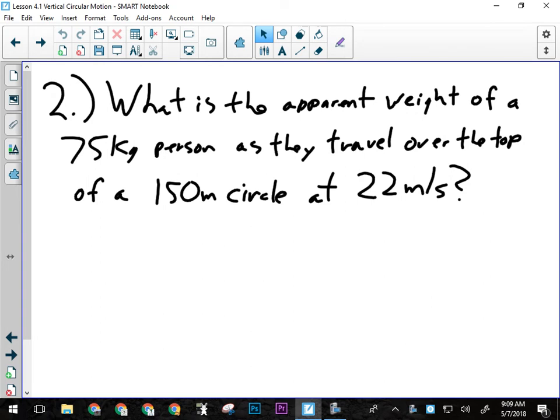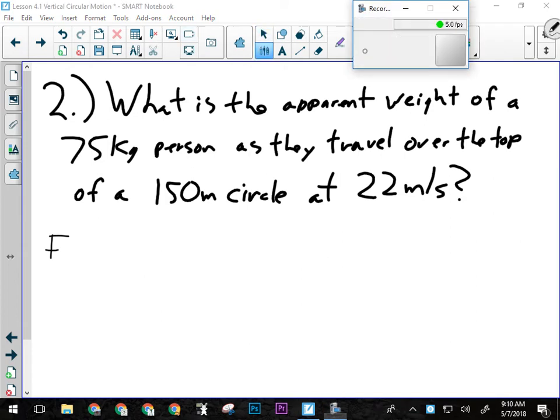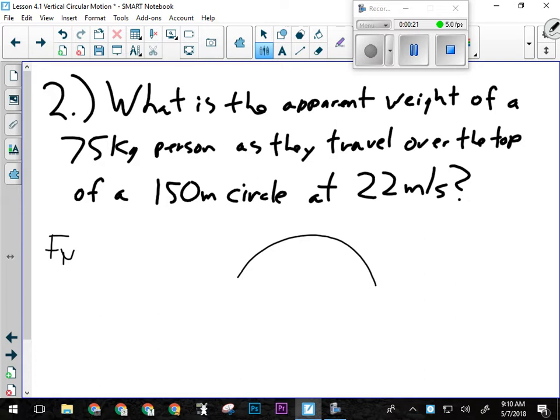Okay, so for number 2 here, we are looking for the apparent weight. Now, which force is apparent weight? Normal force. So we're looking for Fn. Once again, we are looking for normal force. And we are going over the top of the vertical circle. In this position, gravity acts into the circle and normal force, or apparent weight, is acting out of the circle. So we need to remember that for forces in minus forces out.